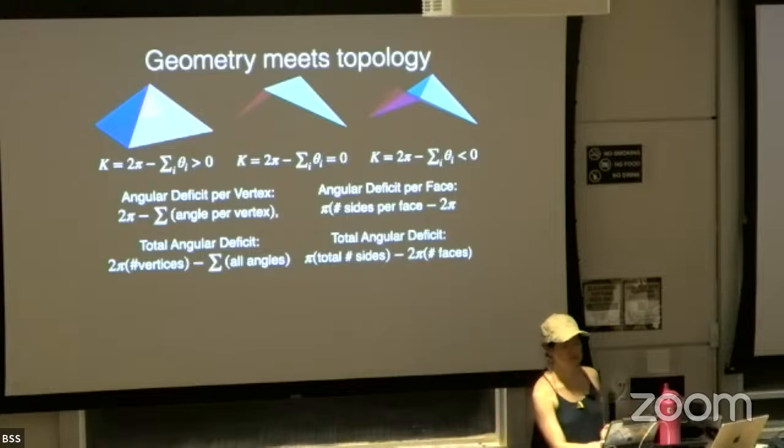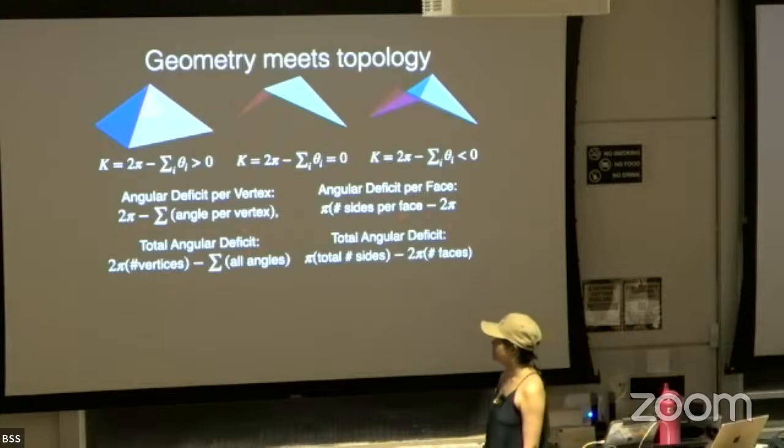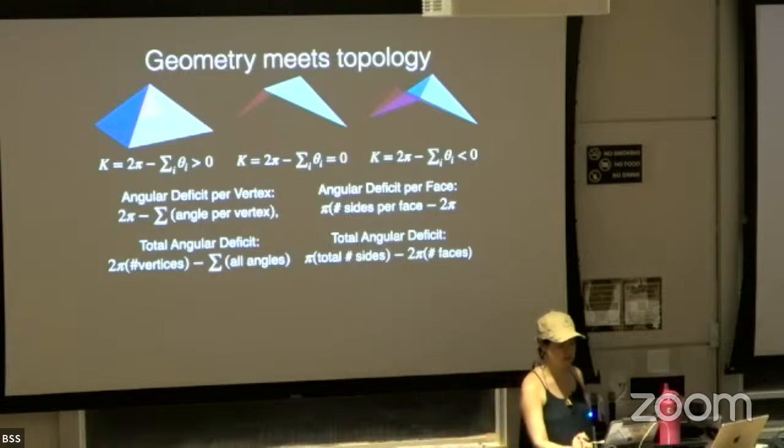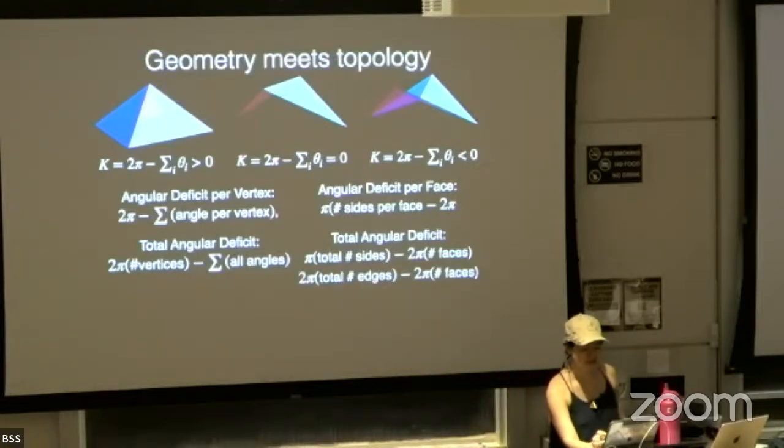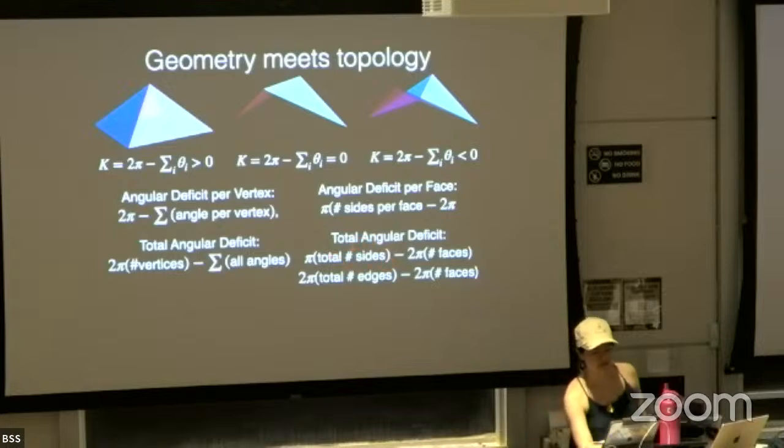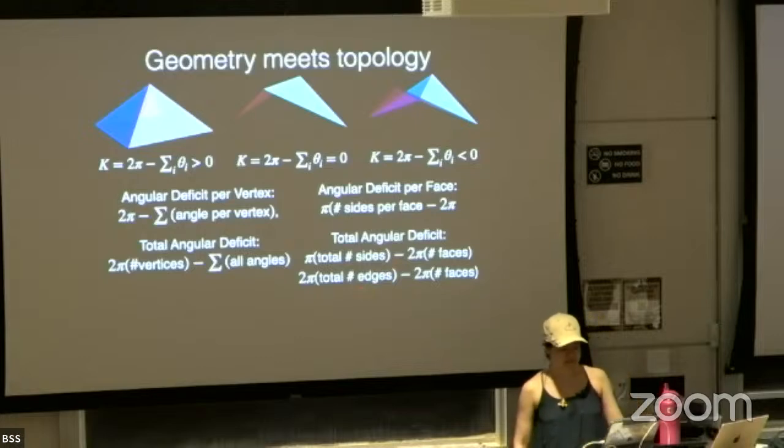Okay, so now this is the total angular deficit defined in one way, and here's my total angular deficit defined in another way. Now we can set these two equal to each other. I said this is pi times the total number of sides. If I'm looking at one of these polygons, I have 3 sides here, but if I look at the other one over here, I have the same side being double counted. So the number of sides is twice the number of edges in my surface.